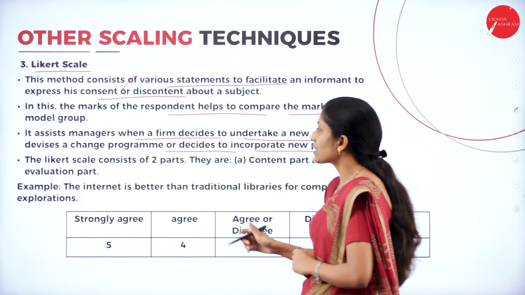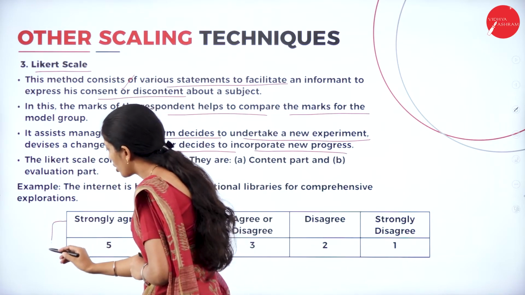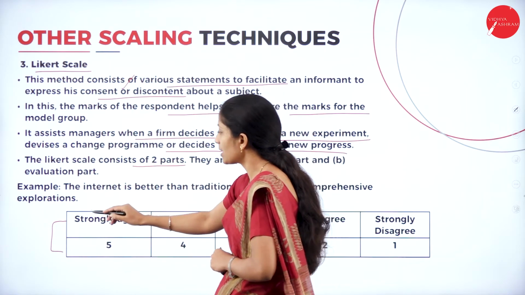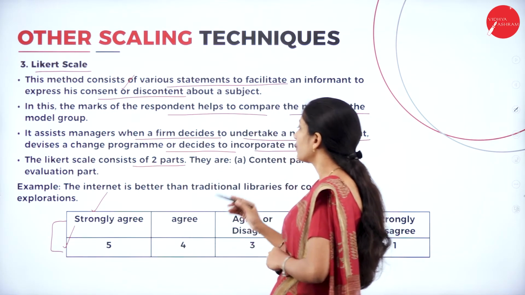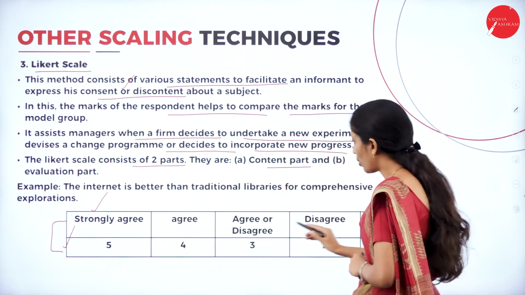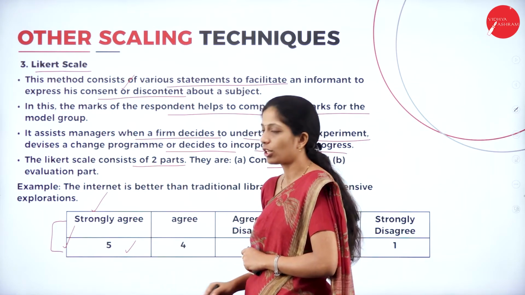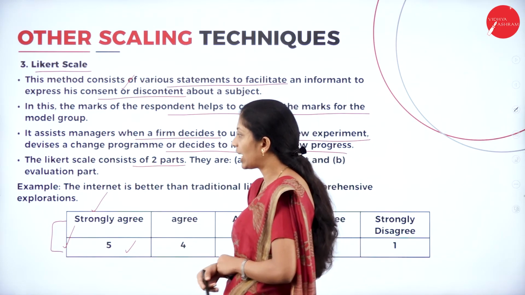Now when they are going for something new, then this type of Likert scale will be applied. The Likert scale consists of two parts. See here, you will be having two parts: one is this and the other one is this part. The first row is the content part, and the next one is the evaluation part. So the second row is the evaluation part.